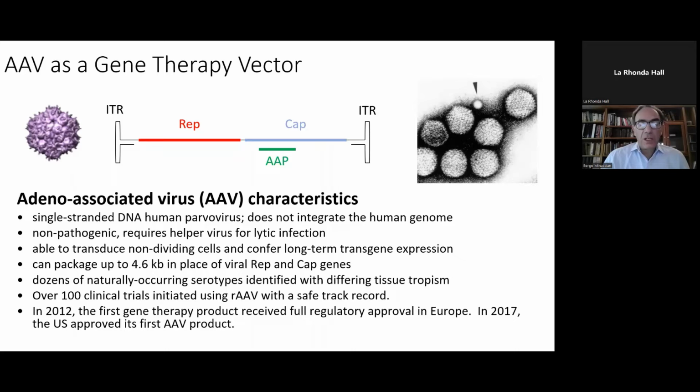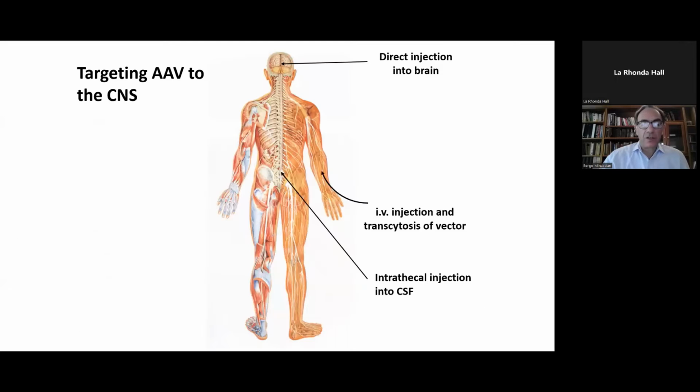What we do is we remove the gene contents of this virus, shown in the picture there in red and blue, and we replace that with the missing gene that we want to replace into the patient. It can accommodate most genes, but not all genes. It has a size limit, and there are certain genes that are too big for us to be able to do gene therapy. But for most genes, it can fit, and it will deliver the gene.